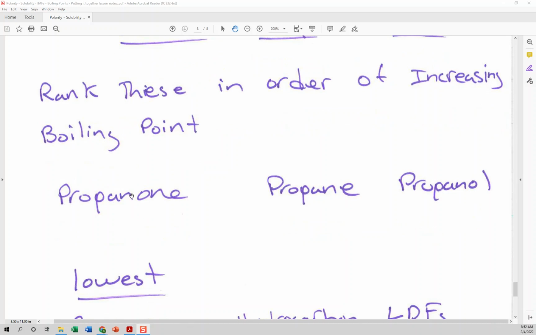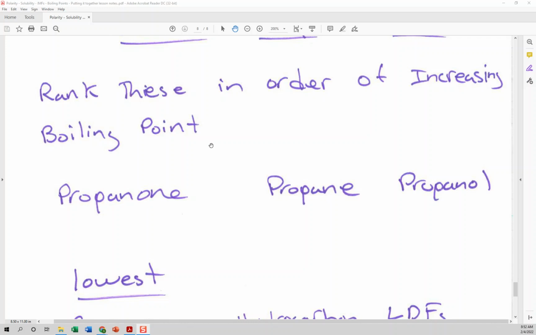So we have to remember, if it ends in -one, this is propanone, that means it's a ketone. It has a double bond O, all right? If it ends in ane, ene, or ine, then it's just a hydrocarbon, so just London dispersion forces. And remember, if it ends in OL, that's an alcohol. That means it has an OH group, all right? So we need to know that alcohols can have hydrogen bonding, whereas ketones and aldehydes with just the double bond O have dipole-dipole interactions. And then if it's just a hydrocarbon, just London dispersion.